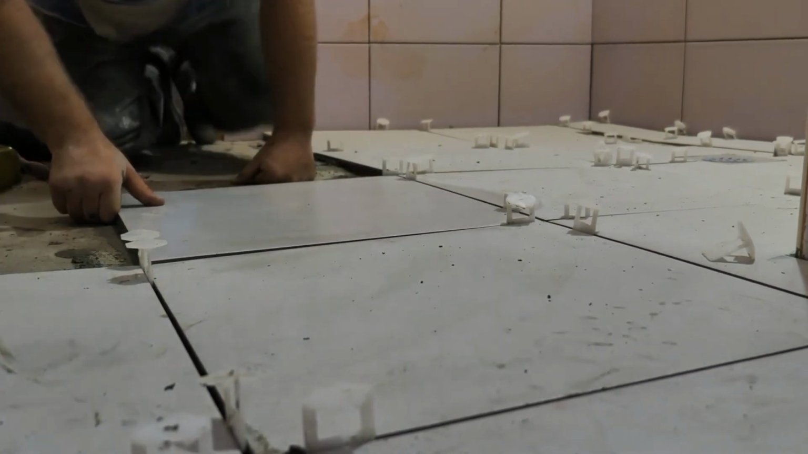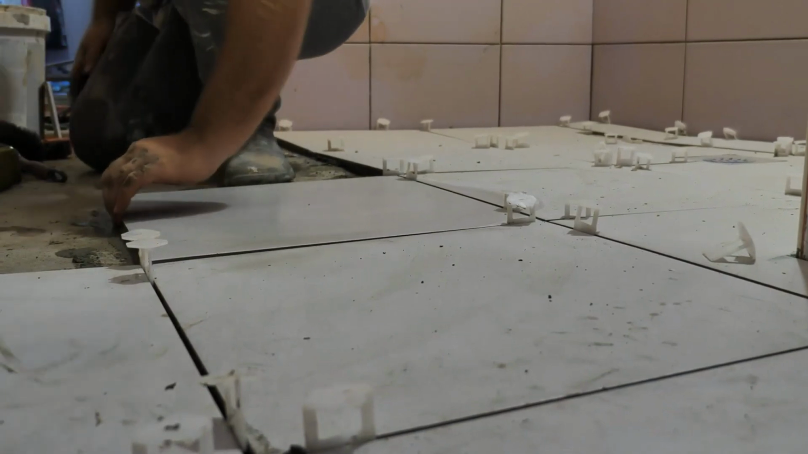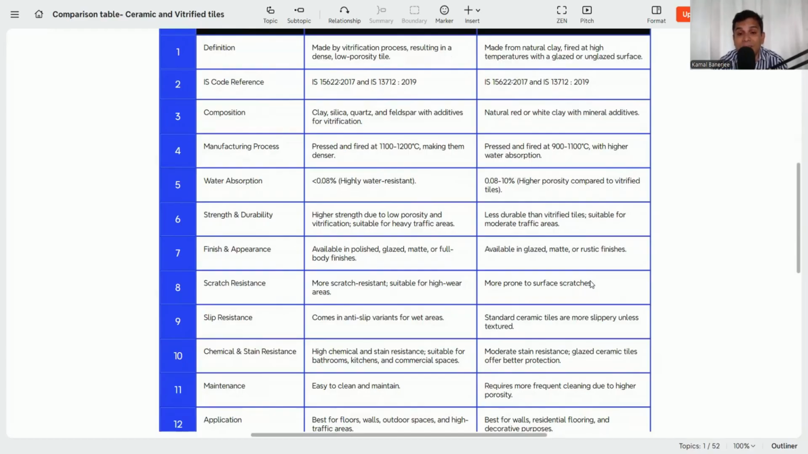Now after water absorption, we come to strength and durability, because the tile is a finishing item that gives the looks and aesthetics, and we also need to think about durability and strength. Vitrified tile has higher strength due to low porosity and vitrification, suitable for heavy traffic areas. On the other hand, ceramic tile is less durable than vitrified tile and is suitable for moderate traffic areas. So if the traffic load is more, we cannot use ceramic tiles.